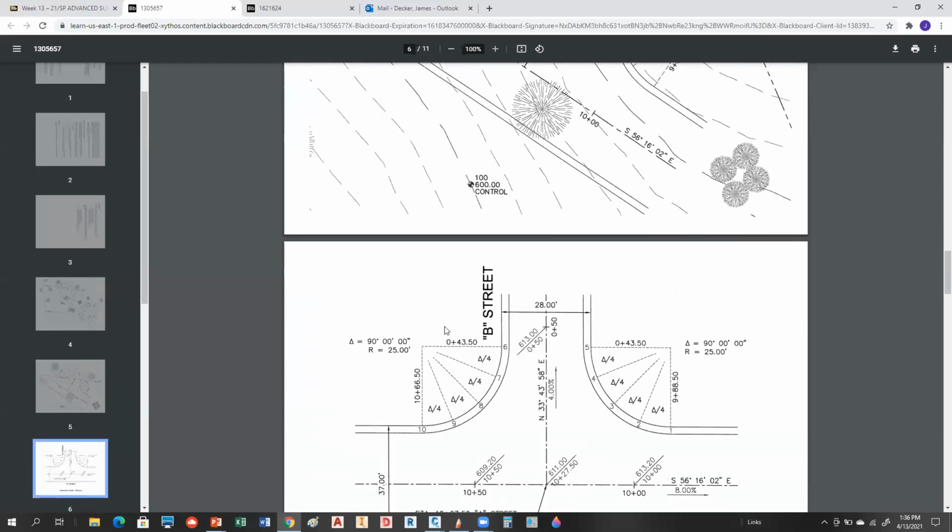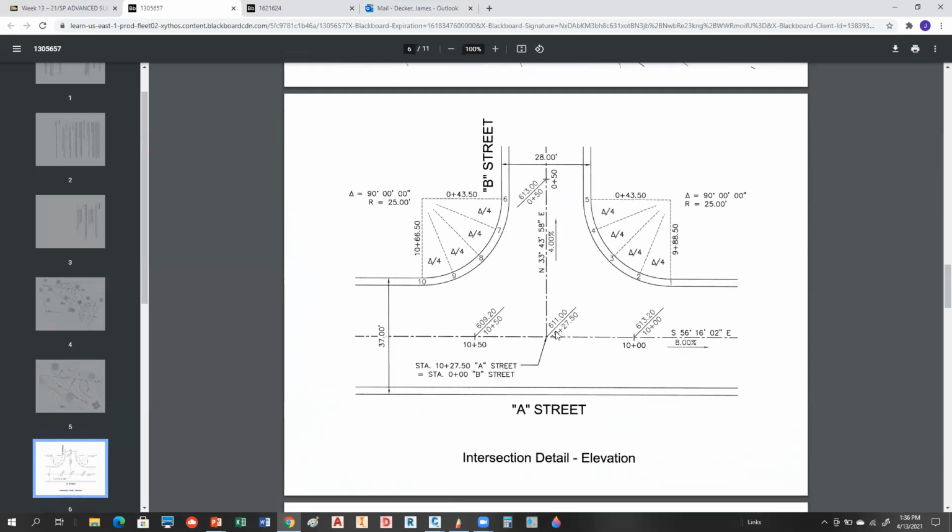When we get done, this is essentially my profile. It shows that we've got an 8% grade going up this way and a 4% grade going this way. We're going to have typical sections that we're going to use for these roads. There's your intersection curb return geometry. So here's your back curb information.